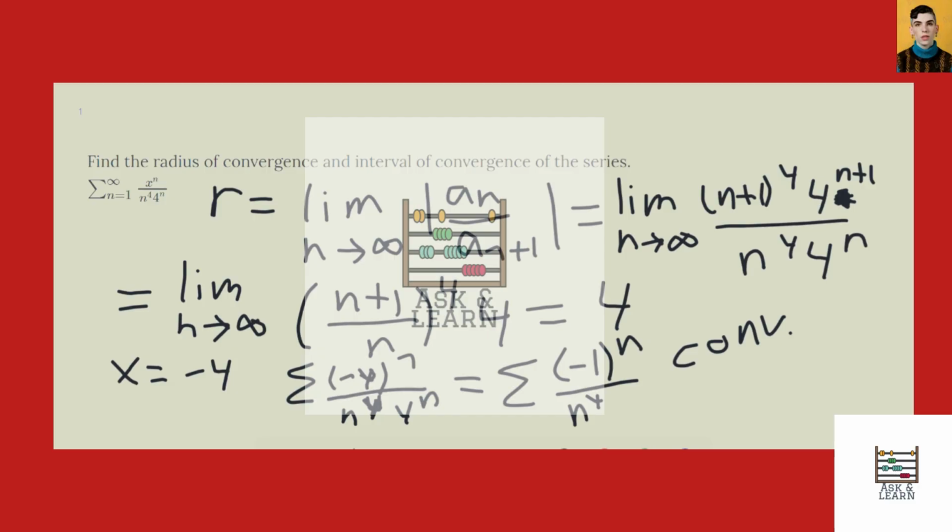And if we look to see what happens when x is equal to 4, then we would end up with 4 to the n divided by 4 to the n, so those would cancel, and we would just have 1 over n to the fourth. Since 4 is a number that is larger than 1, this would be convergent. So this would also converge. So that works. So minus 4 works when we plug it in, 4 works when we plug it in. So we include both minus 4 and 4 in our interval of convergence.